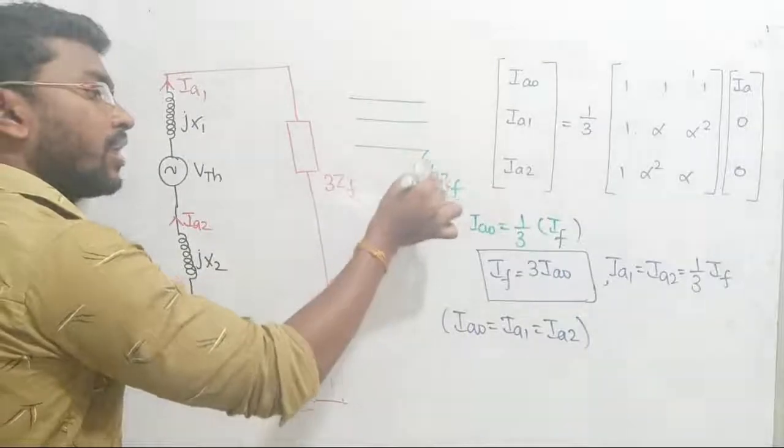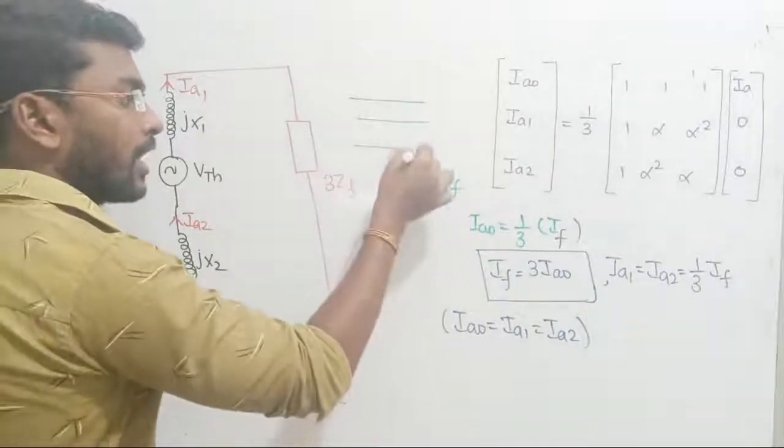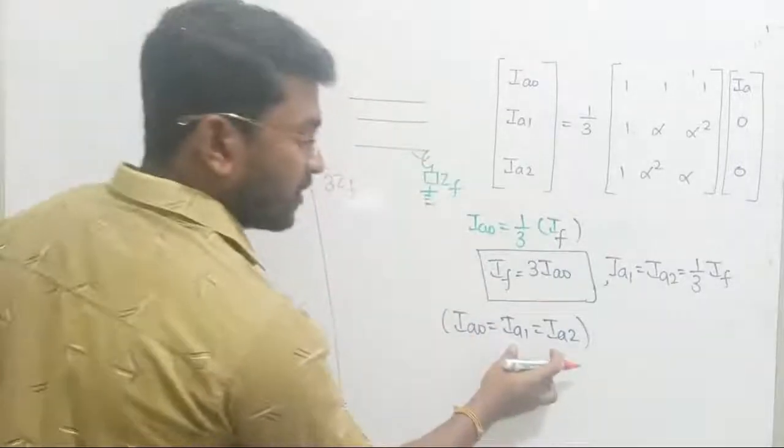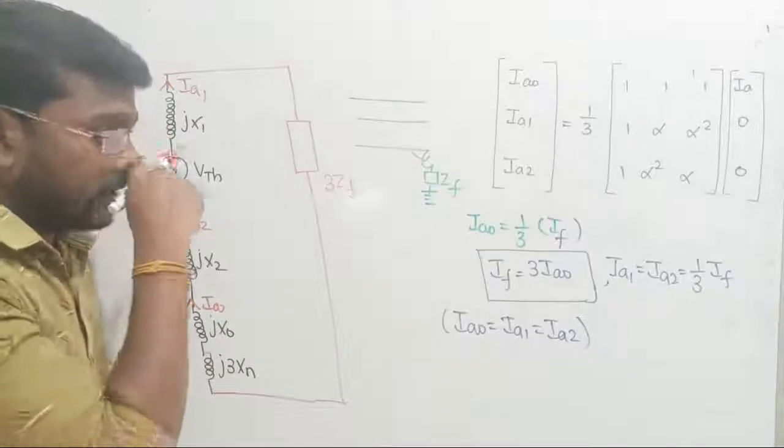Fault impedance will be connected in the ground line. Ground fault impedance current flows through this circuit in the sequence. That will become 3 times the actual neutral reactance. That we know, right?